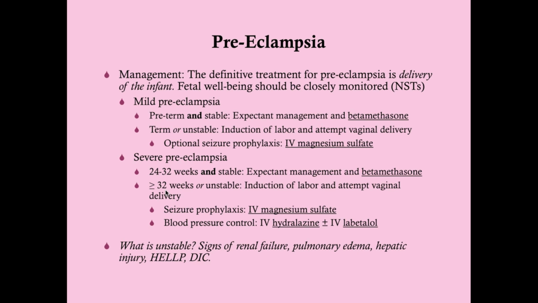At 32 weeks, we typically assume that the lungs are developed. At 24 to 32 weeks, the lungs aren't developed, so we need to give betamethasone. Now, when I say 24 to 32 weeks, expectant management and betamethasone, that's assuming that she's stable. If she's unstable, it's automatic delivery. If she's more than 32 weeks, baby is probably going to be just fine, automatic delivery.